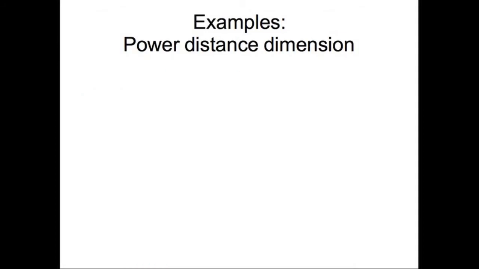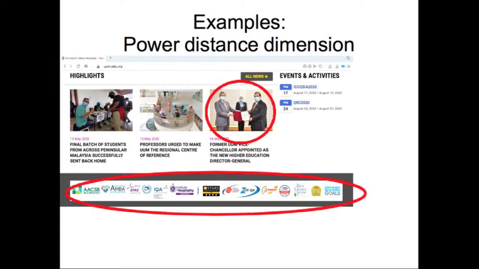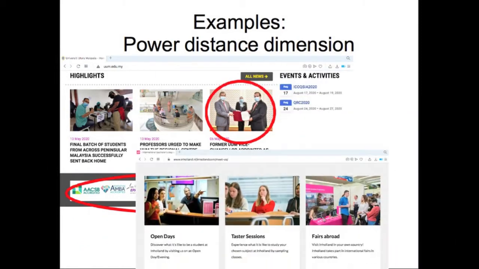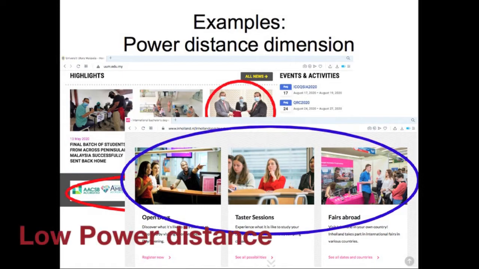Let's have a look at some examples of how Hofstede's cultural dimensions reflect on the website. We can see on the website of Malaysian universities that the attention is given to the official visits and official stamps, certificates and so on. There is no attention to the ordinary people, so the high power distance is demonstrated here. By contrast, on the website of Netherlands universities, we see ordinary people on the first line and nothing about hierarchy, certification or politics, so it is a demonstration of low power distance.